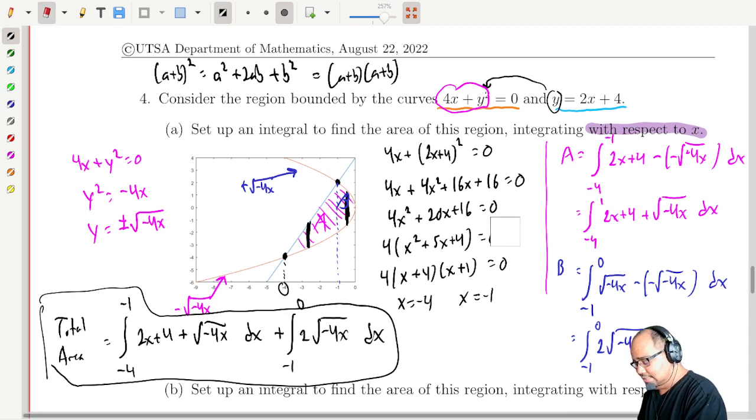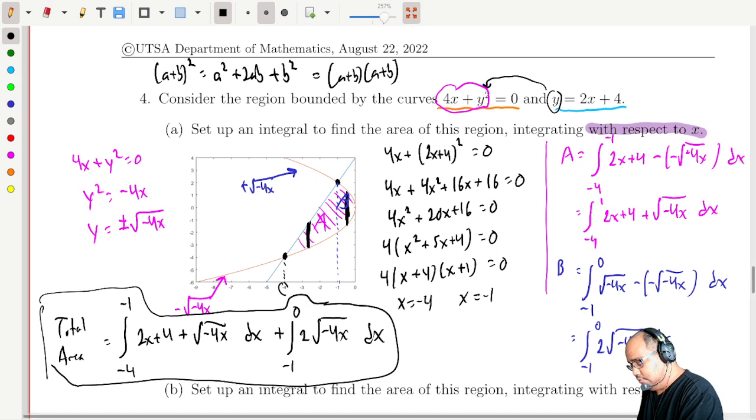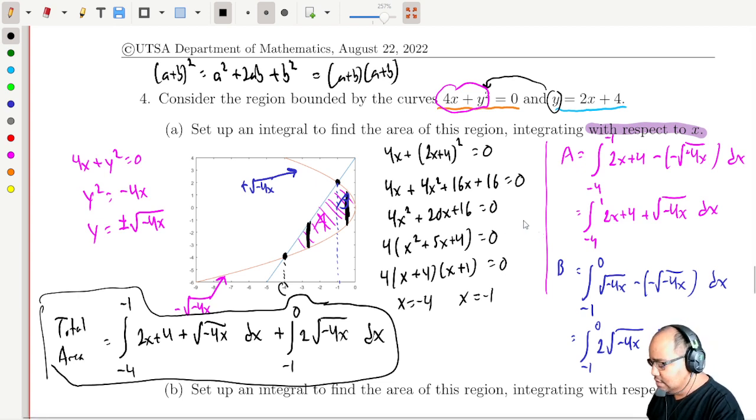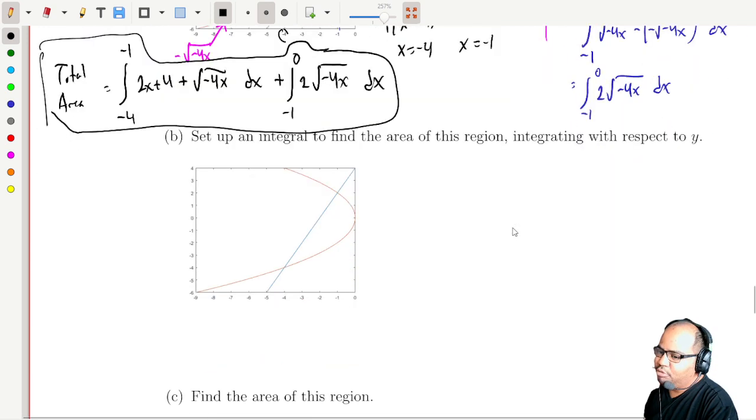Now, this looks a little hard to do, right? It's two integrals of two different functions over two different intervals. But that's what's needed for this one if we want to slice it this way. But there is an easier way to attack this problem. Instead of slicing and integrating with respect to x, we'll slice so we integrate with respect to y. Let's go ahead and demonstrate that just like we did in the last problem here.